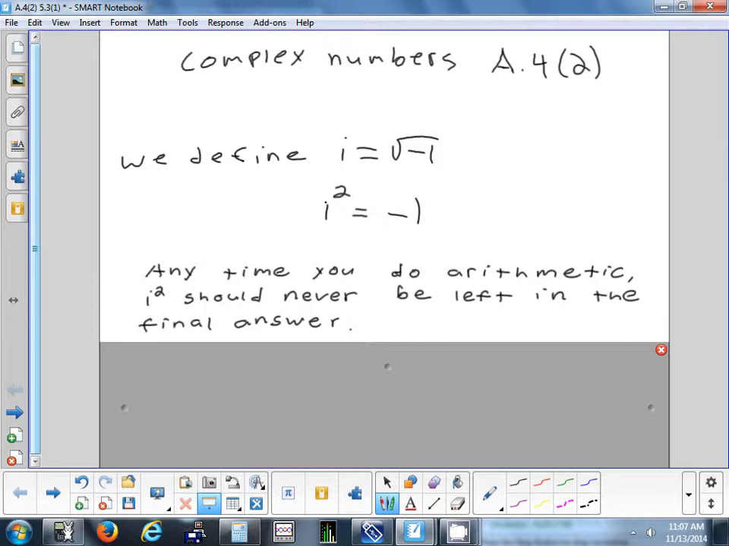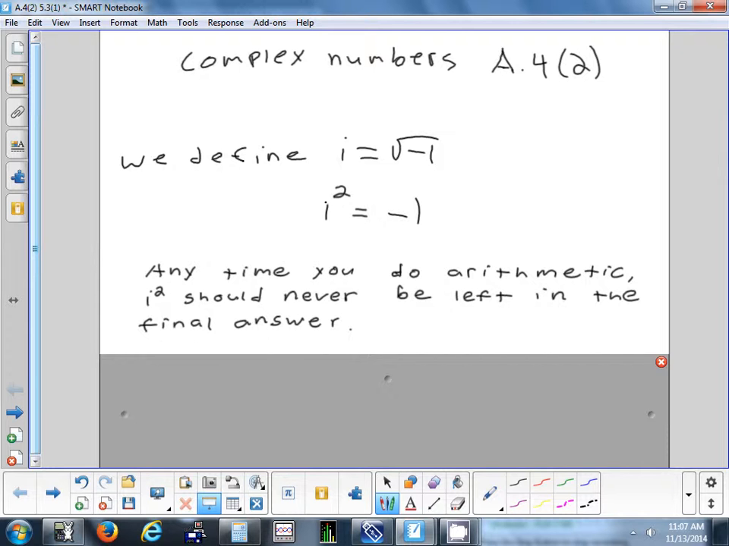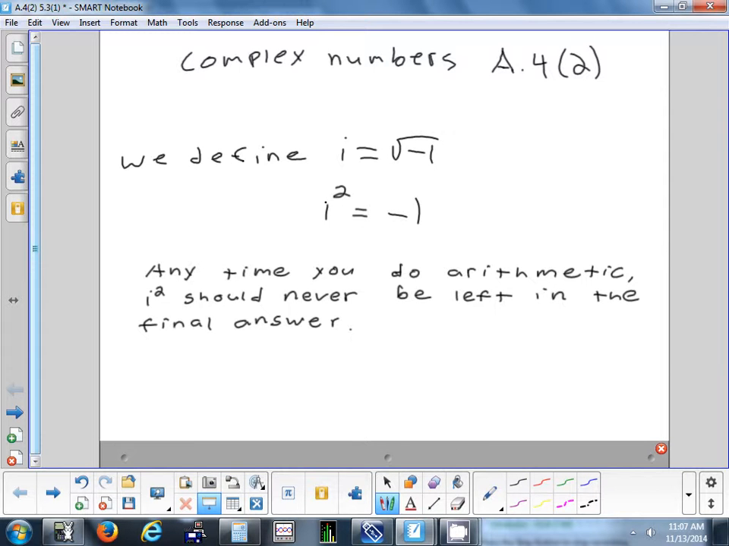Okay, so anytime that we do arithmetic, i squared should never be in the final answer. Never. Right? Because i squared can always be changed to -1, which means we can then probably combine it with something else. So don't ever leave i squared in the final answer. Okay, where we're going to see i squared come up is when we start multiplying.